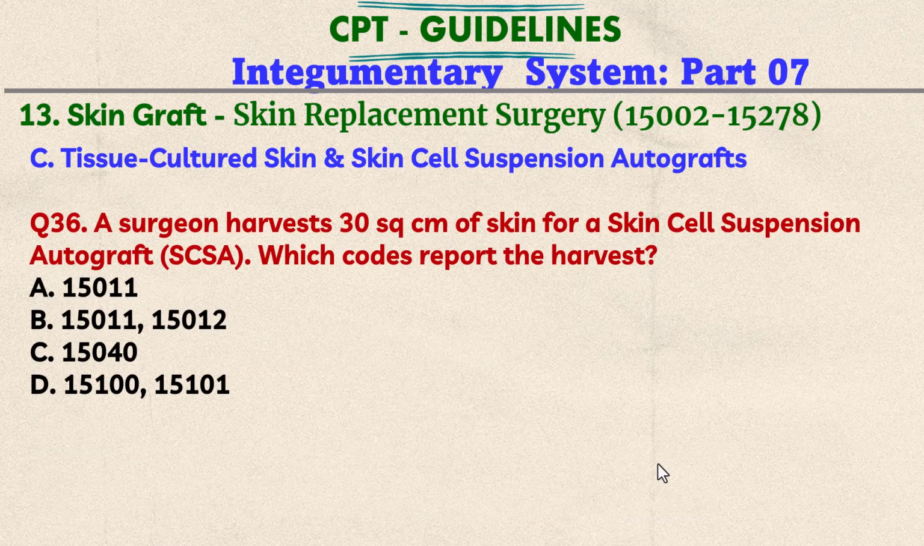So let's see some examples. A surgeon harvests 30 square centimeter of skin for a skin cell suspension autograft, SCSA. Which code reports the harvest? So it's asking for the reporting of harvest. So there are codes available. So you can use the elimination method, but for learning purpose, I'll use the index method.